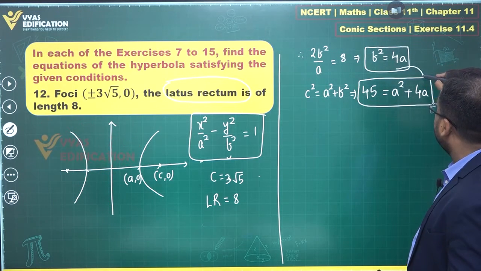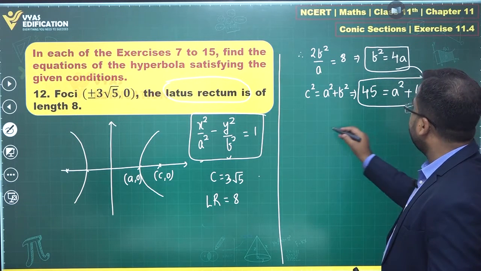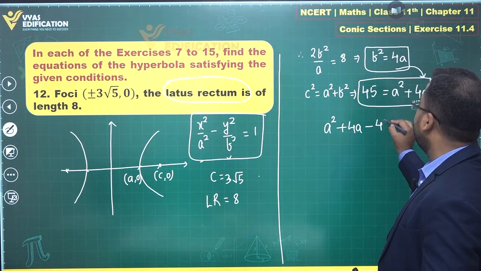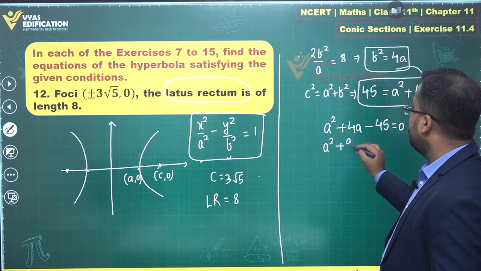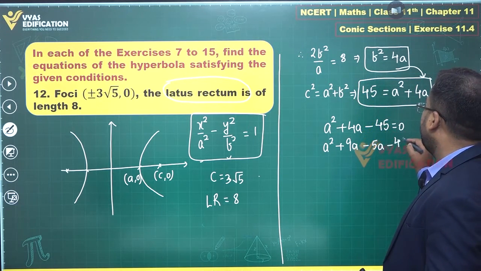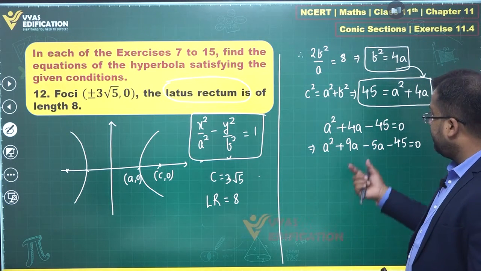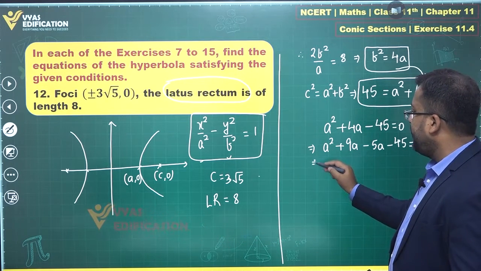Actually, we have substituted the value of B square over here to write 4A and get an equation in terms of this. A square plus 4A minus 45 equals 0 tells me that you can factorize this: 9 times 5, 9A minus 5A minus 45 equals 0. Okay, and then you can factorize. A will come out common, A plus 9 will remain, and 5 will come out common.